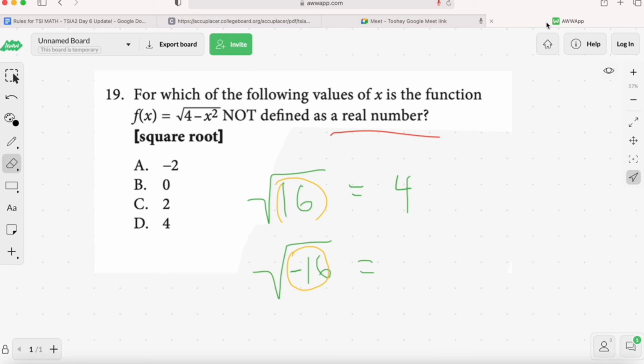Because if that number is positive, a positive number times a positive number is going to be positive. But even if the number is negative, a negative number times a negative number is also positive. So there's no way to get a number times itself which gives you a negative number. So if you see something negative inside a square root sign, like a -16 or -9 or -4 or negative anything, that's not a real number. It's called an imaginary number.